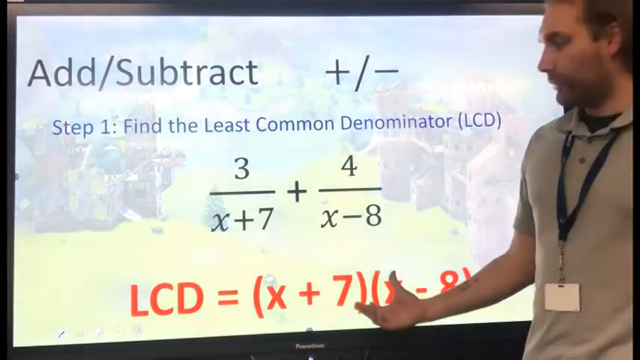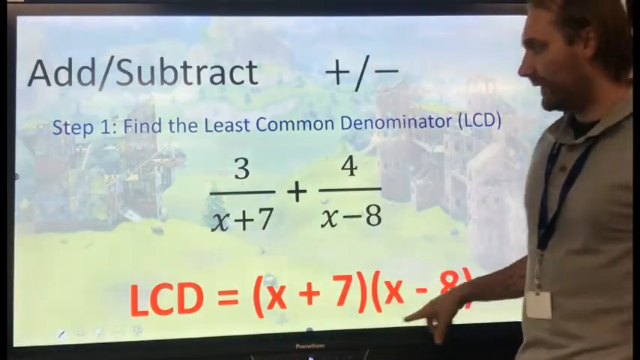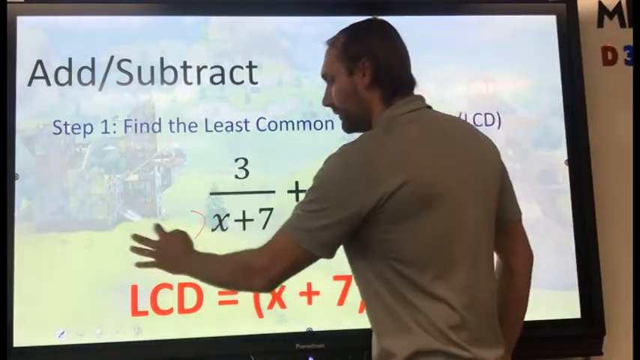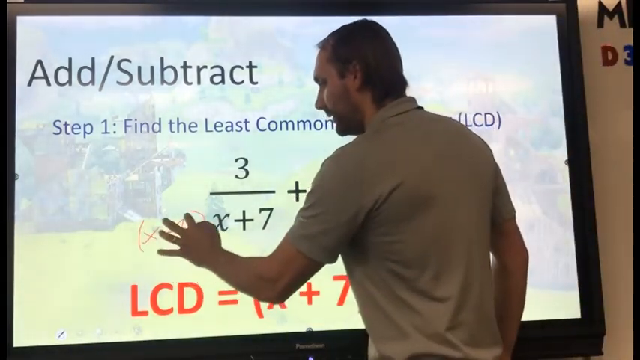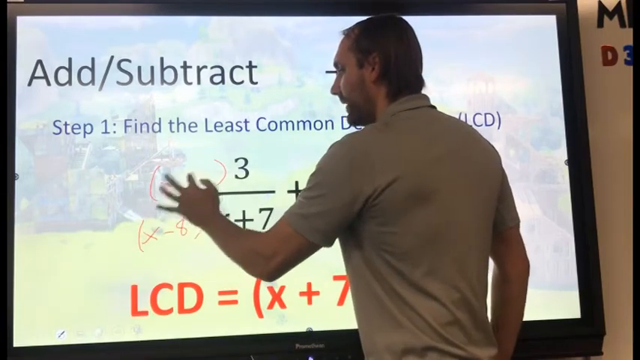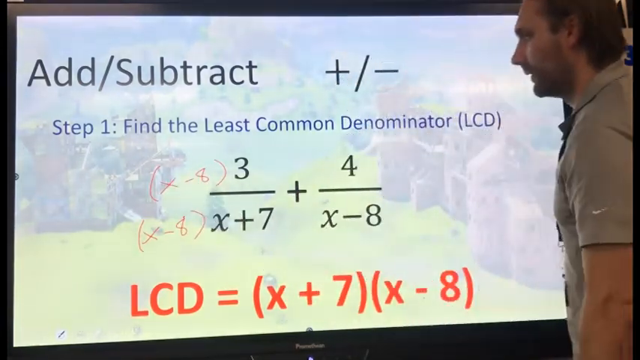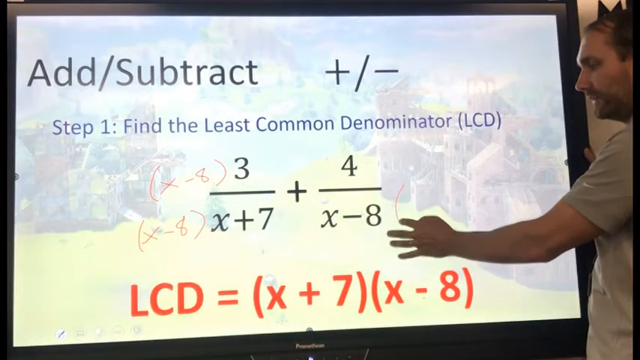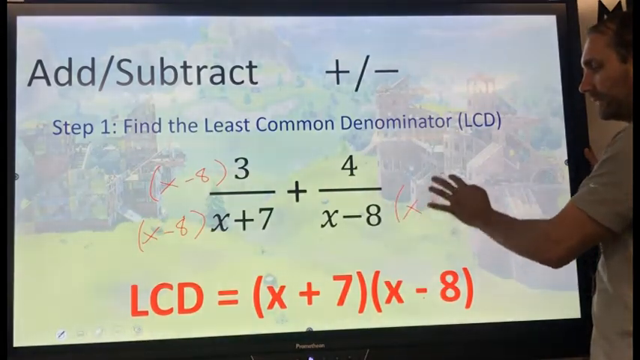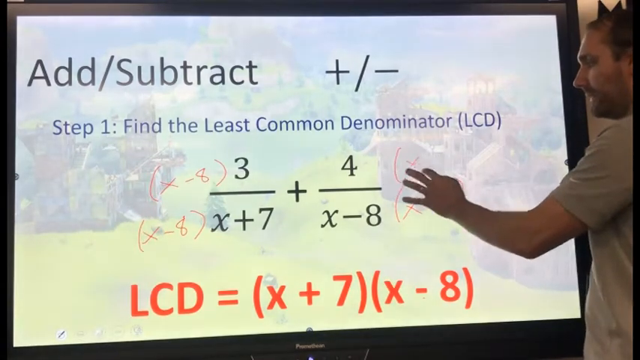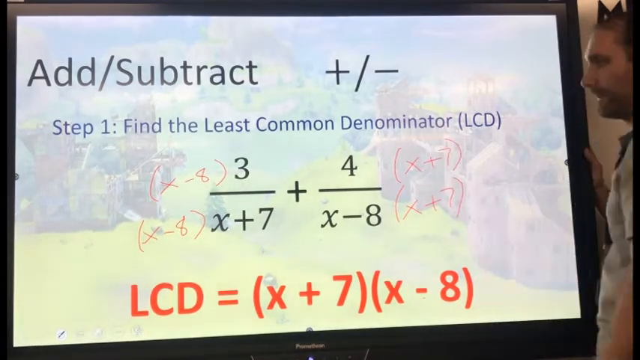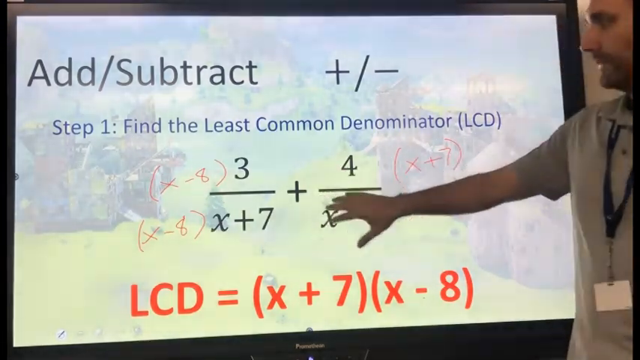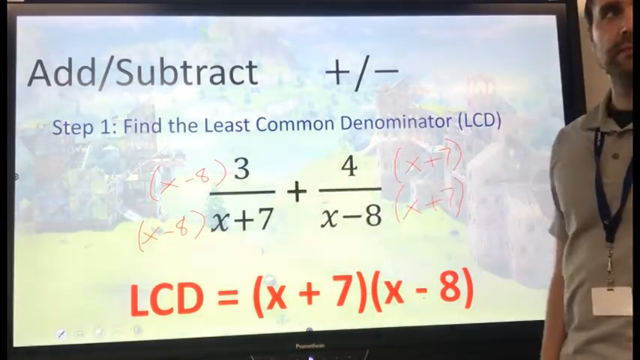Now we have to set them equal to x plus 7 times x minus 8. This has x plus 7, but it's missing this part. So I need to multiply this bottom by x minus 8, which means I need to multiply the top by x minus 8. This one has the x minus 8, but it's missing the x plus 7. So I have to multiply the top and the bottom by that x plus 7, not reverse. Yeah, it's kind of a cross multiply. It really works with the equal sign, but it does work here.